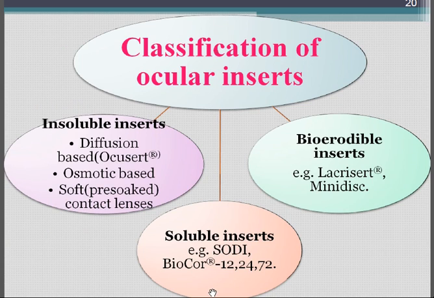For the classification of ocular inserts, there are insoluble inserts, which are not soluble. When you administer them, after complete drug release, we have to take that insert device out. Bioerodible inserts will also be there. Bioerodible means it will degrade inside our eyes only. Soluble inserts also degrade in our eyes only. An example of an insoluble insert is Ocusert. Mainly they will ask about the diffusion Ocusert.